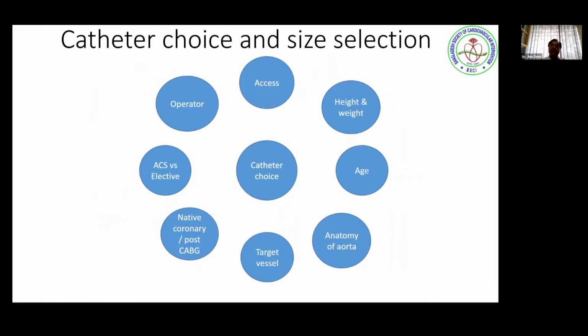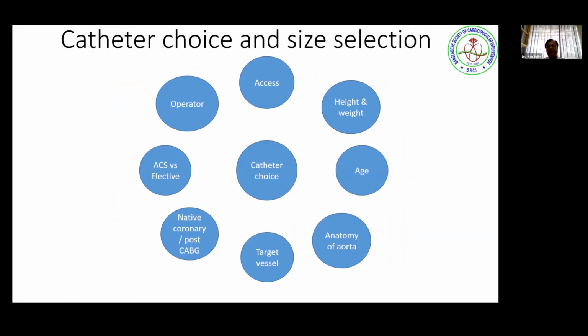For selection of the diagnostic angiogram catheter, we have very little to think about, because before the diagnostic angiogram we do not know about the origin, ostium, disease type, or lesion type. So we cannot think so much before doing the diagnostic angiogram.